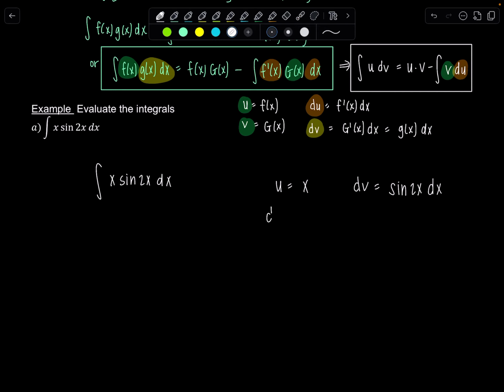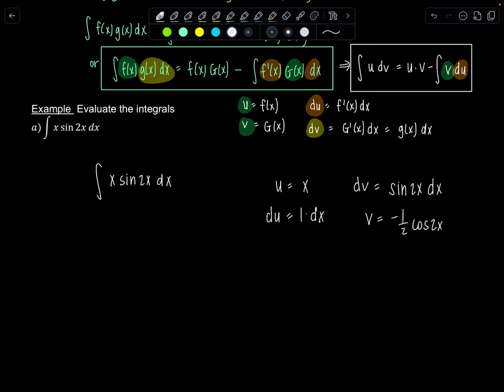So you always find du and v after you choose those two. So du, the derivative of x, is 1 dx. And then v, be careful, is the antiderivative of sine 2x. Think backwards. Whose derivative did I take to get sine 2x? Negative 1/2 cosine 2x.